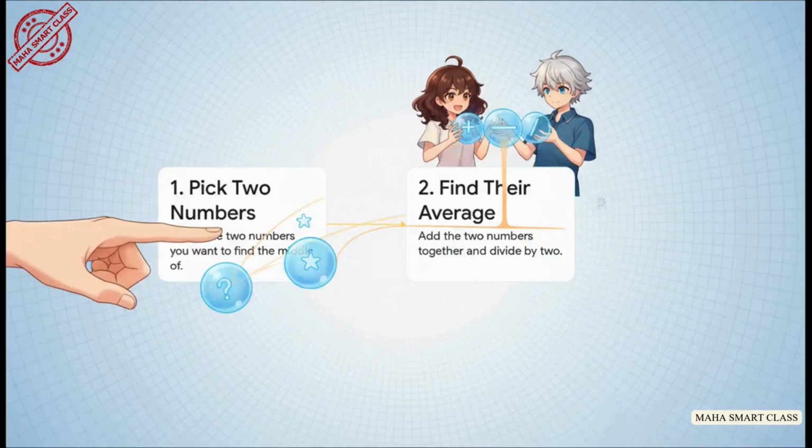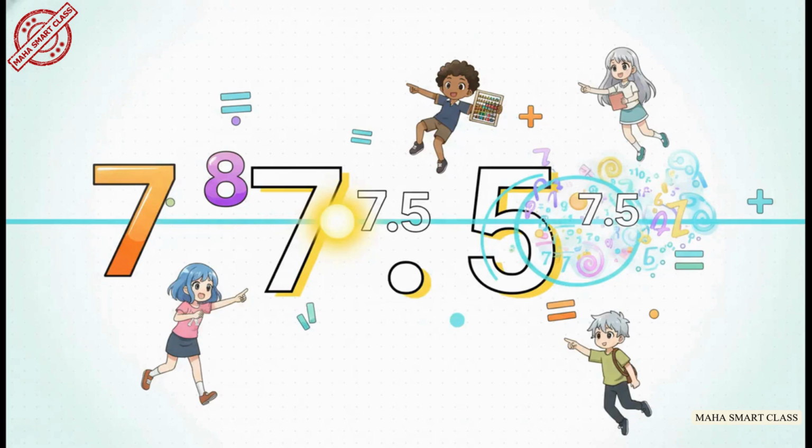Well, the method couldn't be simpler. All you have to do is take your two numbers and find their average. Just add them together and divide by 2. And for 7 and 8, that average is, of course, 7.5. And there it is, sitting perfectly in the middle. It's a rational number, filling that space between two integers.